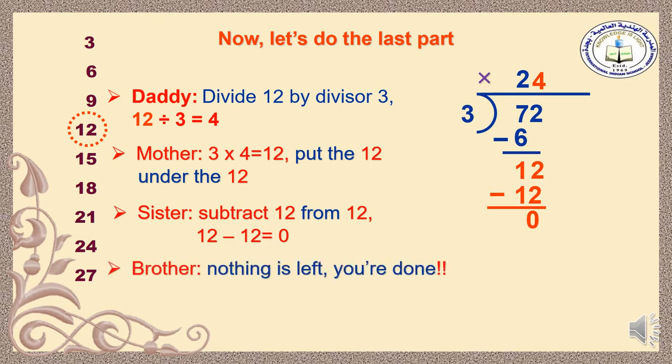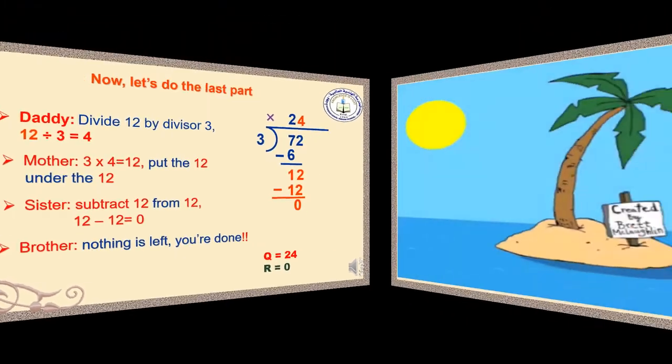Now next step, brother. There is nothing to bring down because after 2 there is no other number. So we are done. So what's the quotient? It's 24. What's the remainder? It's 0. Watch the video to understand the steps of long division clearly.